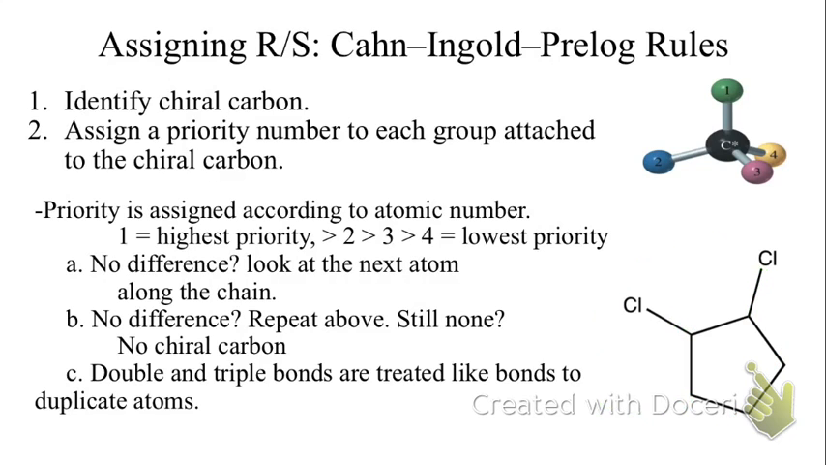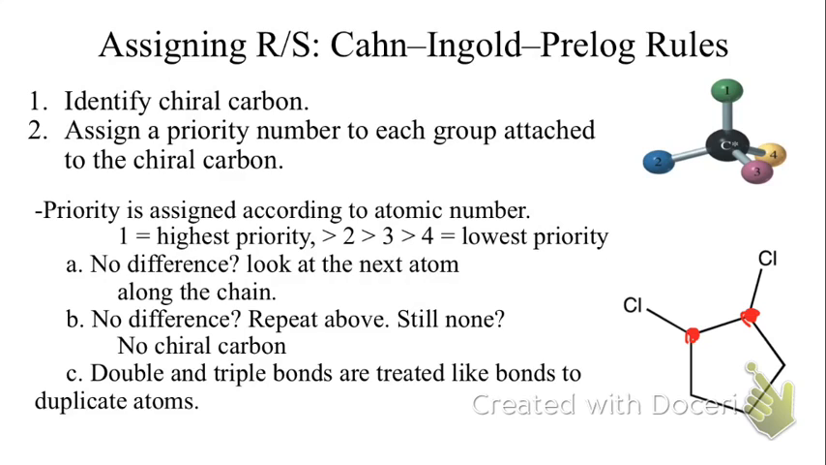So the first thing that we would have to do in all cases is identify a chiral carbon. We've already started to do that. That's just trying to find a carbon that has four different things attached to it. In the case that we've looked at already, we would label those as our chiral carbons. The next thing is to assign a priority number to each of those four attached groups, which is where we get this 1, 2, 3, 4 ranking system.